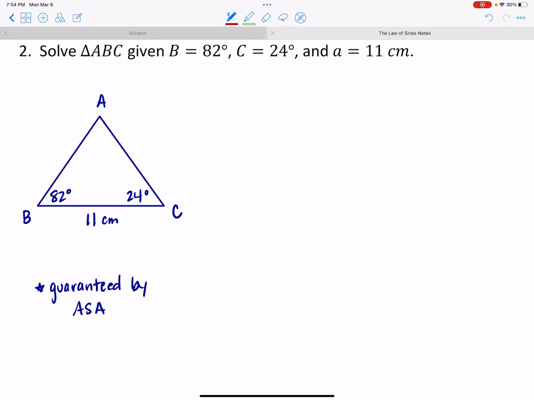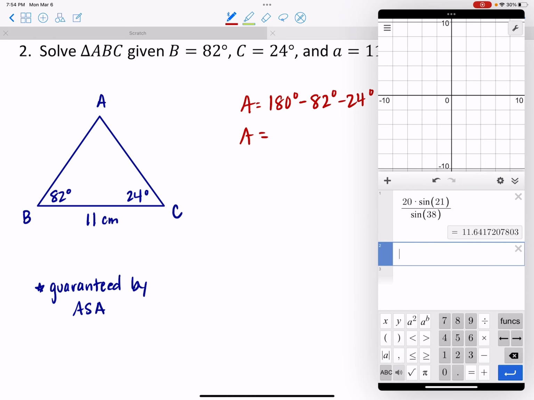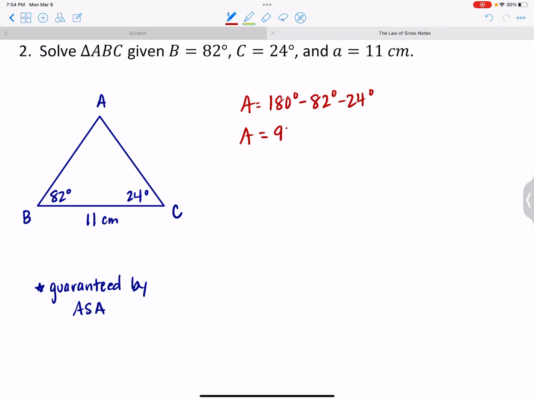I can easily find the third angle by subtracting the two I know from 180. So I'm going to start there. Angle A is 180 degrees minus the 82 degrees and 24 degrees that are already in the picture. And so if I take 180 and subtract out the 82 and the 24, I'm left with 96 degrees for angle A. So again, my picture is not drawn to scale, because that should be bigger than 90, and it clearly isn't. That's okay. So I have all three of my angles.